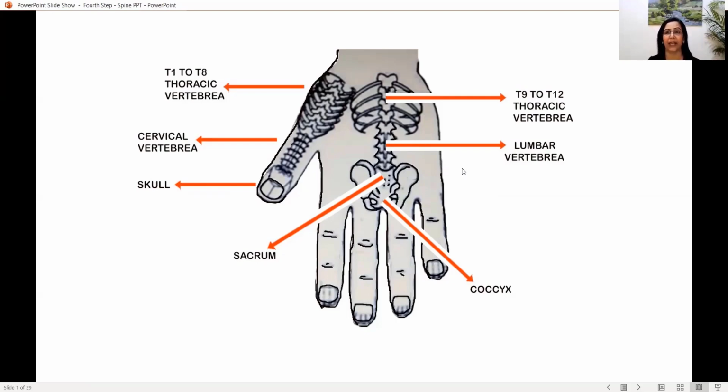These are all on the yang side, right? These are the T9 to T12 thoracic vertebrae. Then the lumbar vertebrae, five lumbar vertebrae.